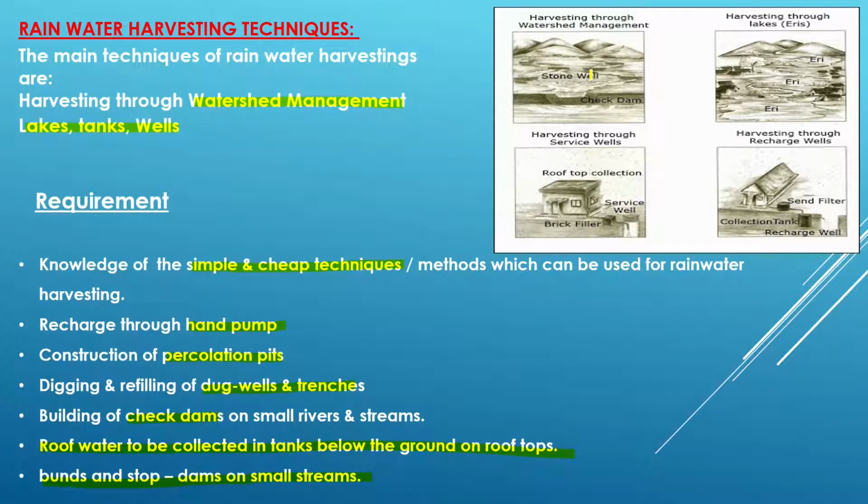Whenever rainwater harvesting is taking place, in the village area we generally build check dams, or it is also called iri. Then we collect the water through the sand filter to reach the well, or if it is rooftop collection, we recharge the service well.